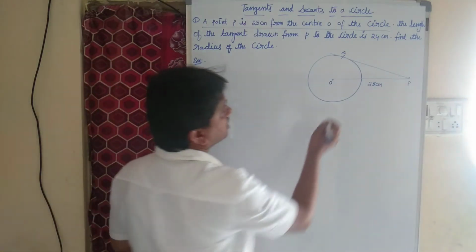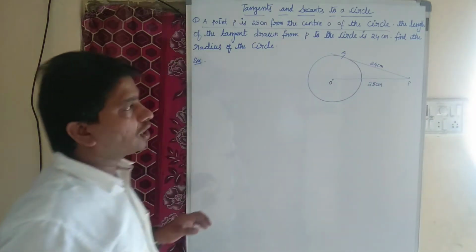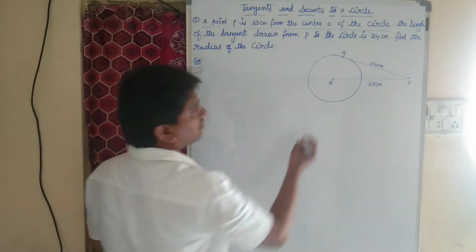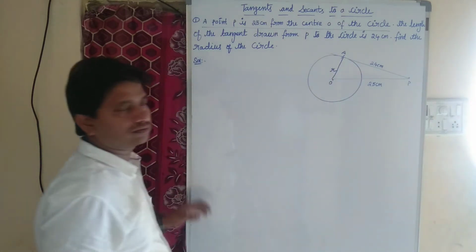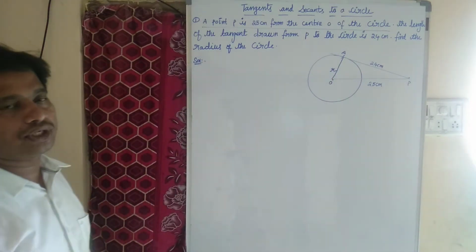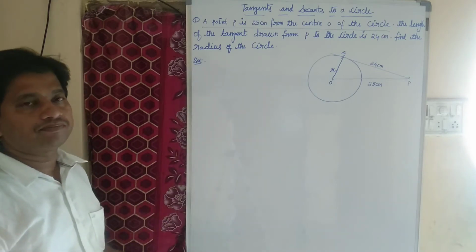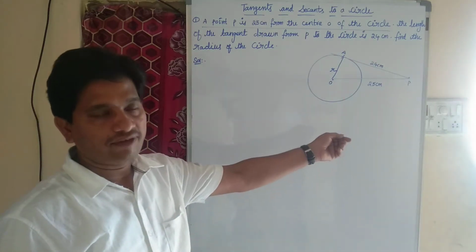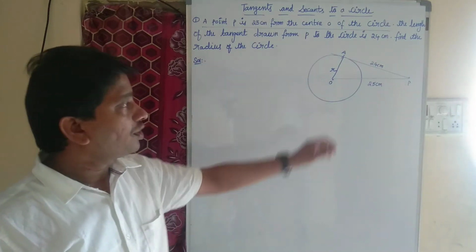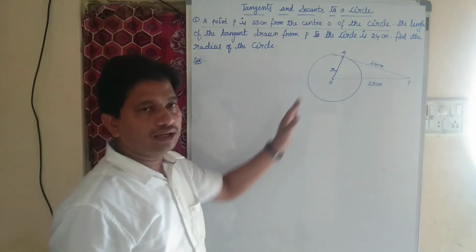What is the length of the tangent is given here, which is given 24 centimeter. Now they are asking to find the radius of the circle. So this is our radius. OA is our radius. Children, did you understand the question? What is given? Length of the tangent is given 24 centimeter and the distance between center to the point which is away from the center of the circle is 25 centimeter. Now they are asking to find the radius of the circle.